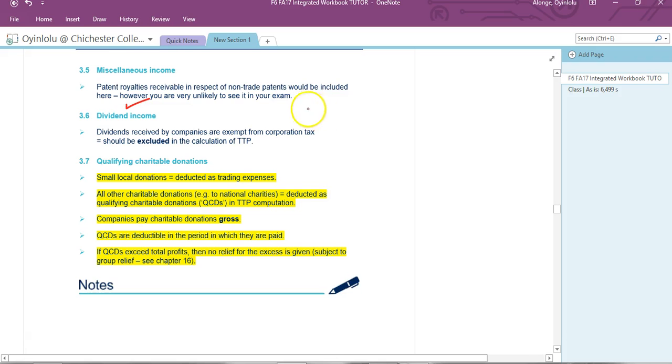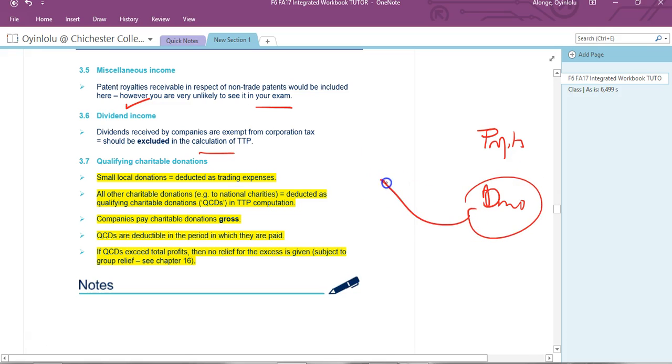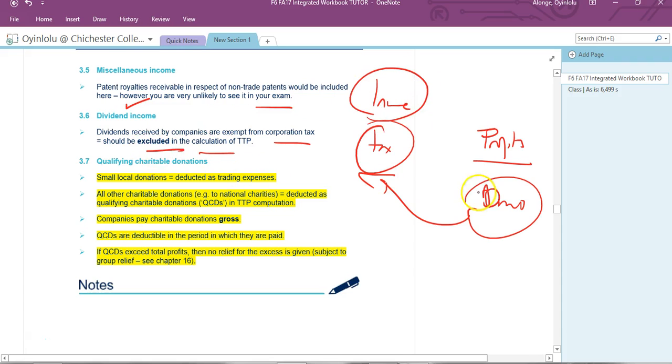Let's quickly knock out the rest. I talked about patent royalties. You're unlikely to see that in the exam. Dividend income: if you talk about dividend income, think about it as coming from another company. The other company has already had its profits taxed, and then whatever's left, they share as a dividend. You as an investor will receive this dividend out of taxed profits. It'd be a bit unfair to tax it again, so you totally exclude it when calculating your own corporation tax, because it's come out of taxed profits.